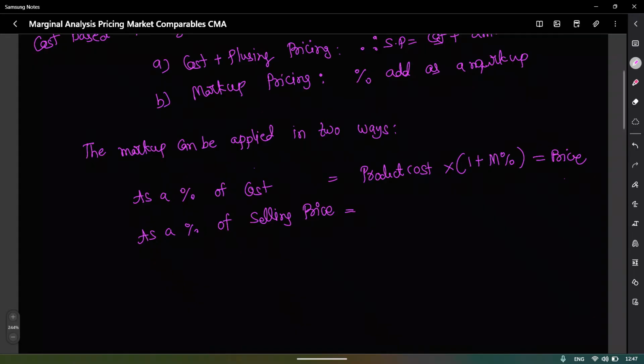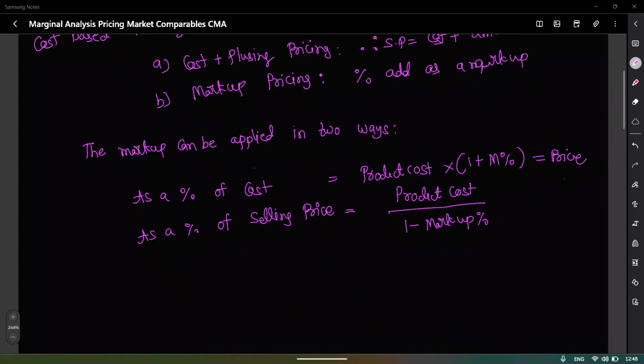product cost divided by 1 minus markup percentage. What is the meaning here? It means that as a percentage of selling price, the price is set by dividing the product cost by 1 minus the markup percentage, right? This approach helps ensure that all the costs are covered while achieving the target profits.